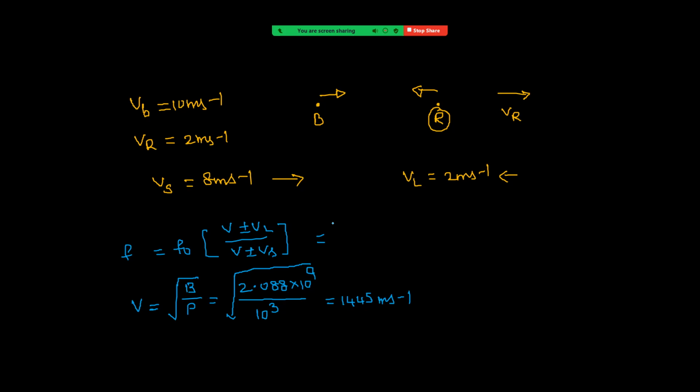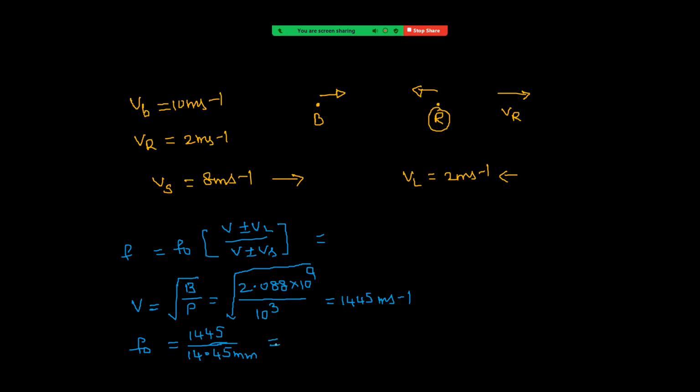Next, one more thing we have to focus on. What is f naught? To get the f naught value, we are given f naught equal to v by lambda. The v value is 1445. Lambda is already given, 14.45 mm, right? This is in mm.